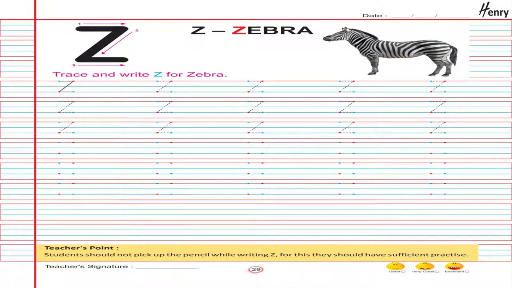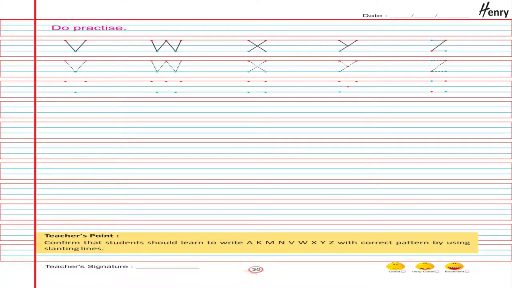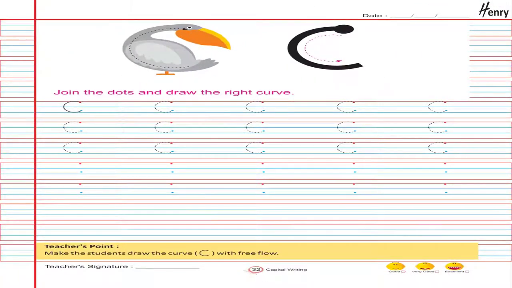Z, zebra. Z, trace and write Z for zebra. Do practice. Recognize and write the correct letter. Join the dots and draw the right curve.